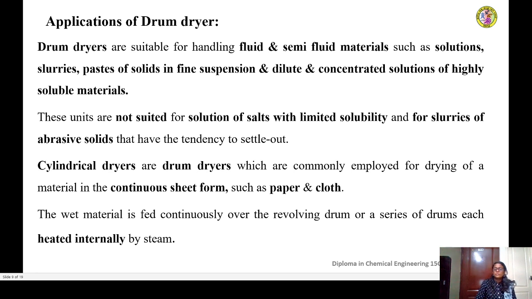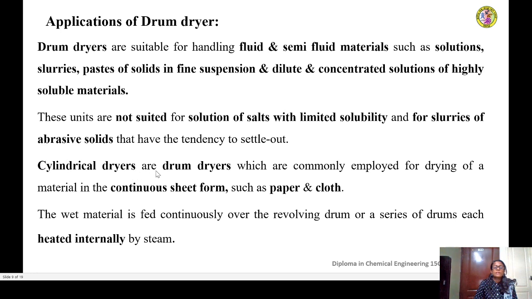So coming to the applications of rotary dryer, that is drum dryer. Rotary drum dryers are suitable for handling fluid and semi-fluid materials like solutions, slurries, pastes of solids in fine suspension, dilute and concentrated solutions of highly soluble materials. These units are not suited for solutions of salts with limited solubility and for slurries of abrasive solids that have a tendency to settle out.